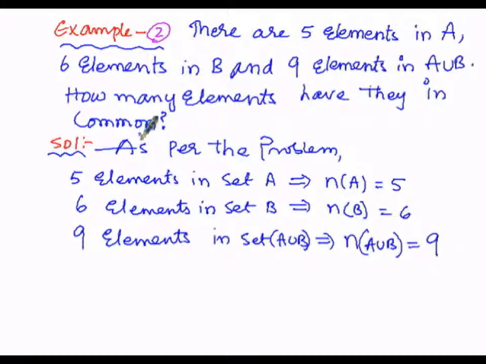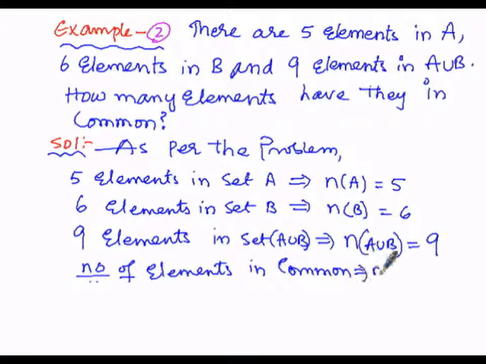How many elements do they have in common? Common means the intersection, so we have to find n(A ∩ B) = ? In order to find n(A ∩ B), let us utilize this formula: n(A ∩ B) = n(A) + n(B) − n(A ∪ B).